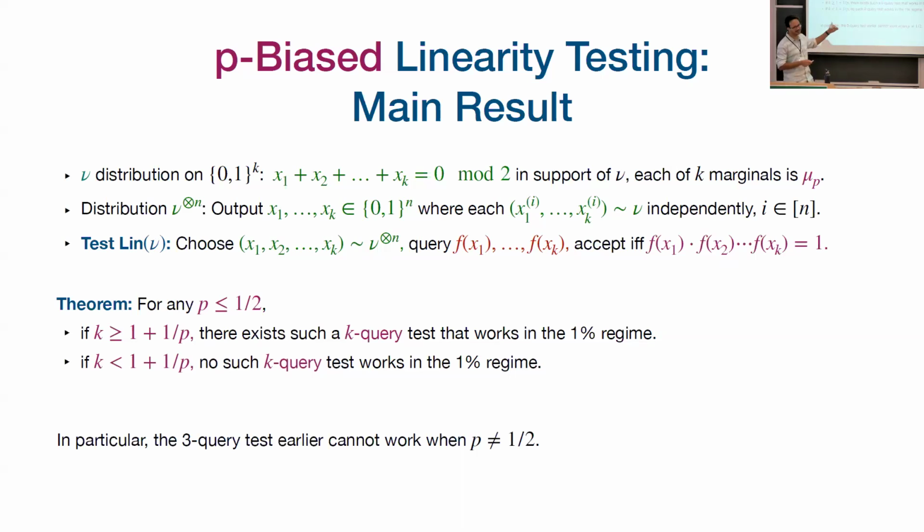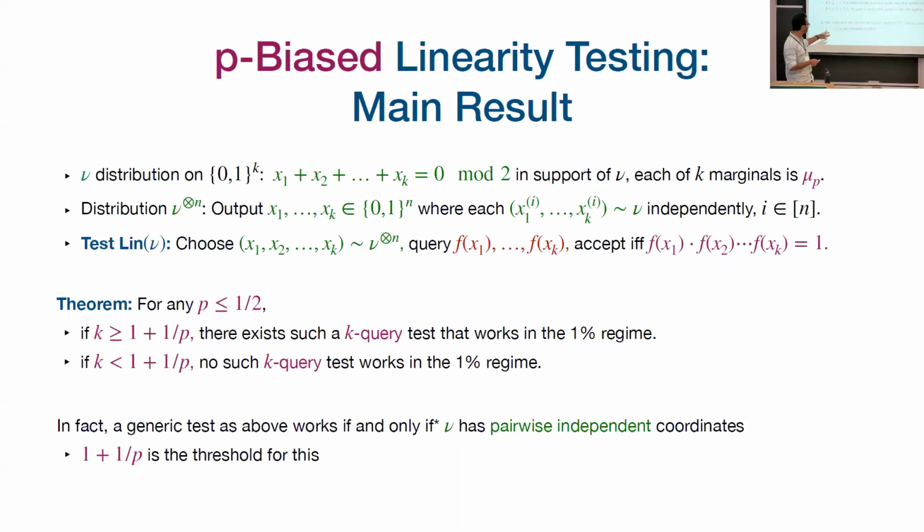So there exists such a distribution. So yeah, this is the next thing. In fact, what we show is that the properties stated above, up to some star, work, and such a test works if and only if the coordinates of the distribution nu are pairwise independent. So essentially you have k queries, if they're pairwise independent, such a test works with these properties. This is also not exact, but more or less this is the thing. And 1 plus 1 over p, this is a simple analysis, is the threshold for when such a distribution with pairwise independent coordinates can exist.